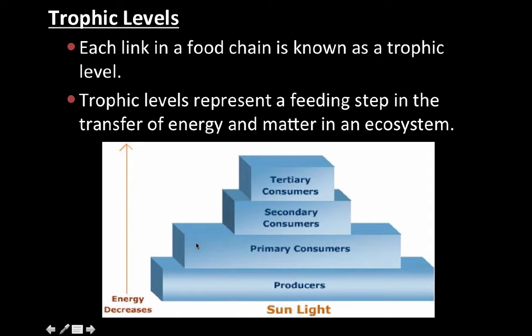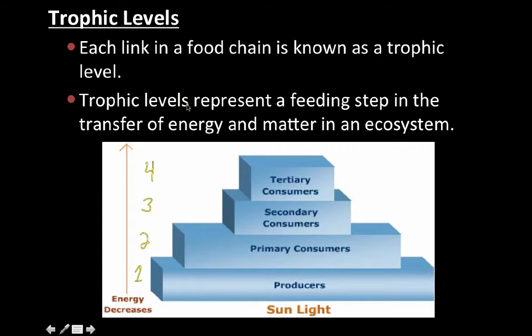How do we represent energy in ecosystems, or energy at different trophic levels? There's a couple ways to do this. Energy flow pyramids is one of the most popular ones. They're easy to read and see and understand. Remember that each link in a food chain is known as a trophic level. A lot of times we refer to those levels just as numbers. So here we would just say this is level 1, 2, 3, and 4. And then we also have names: producer, primary consumer, secondary, and tertiary.